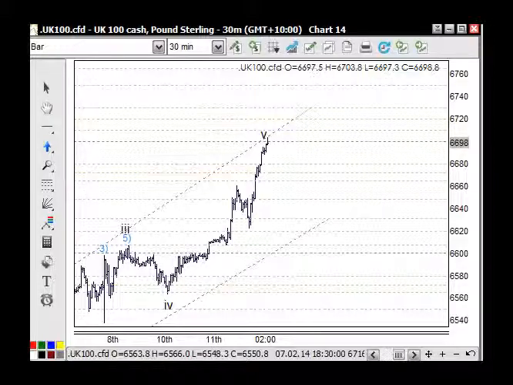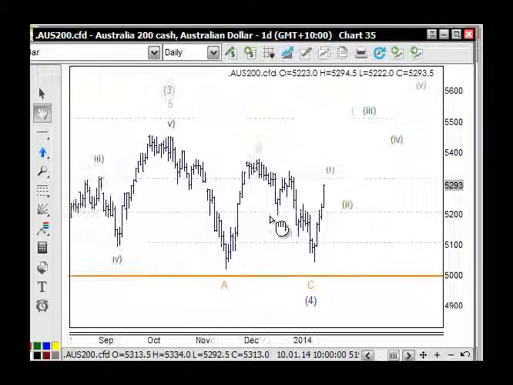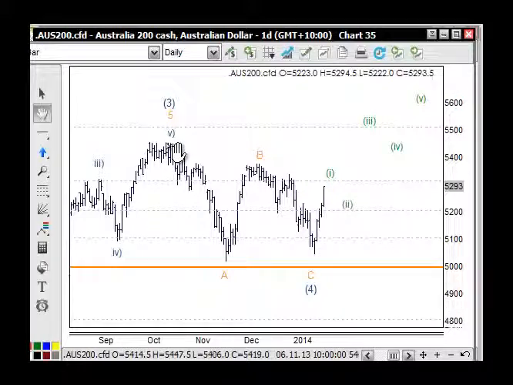The Australian market, on the daily chart here, we're just looking at this now in terms of an A wave, a B wave, and a C wave here, as intermediate wave 4, and we'll be looking for new highs to be made above here. This is the case too when we look at CBA.